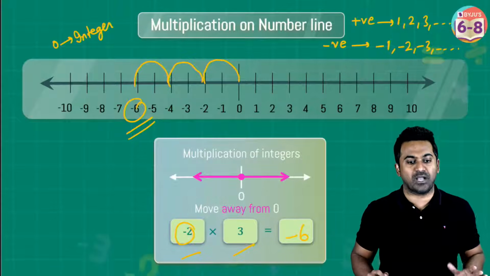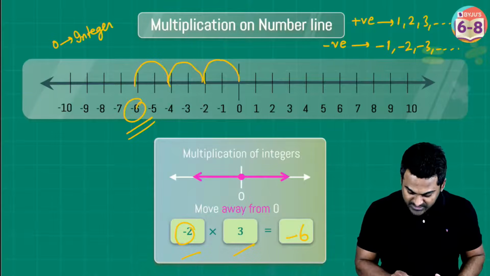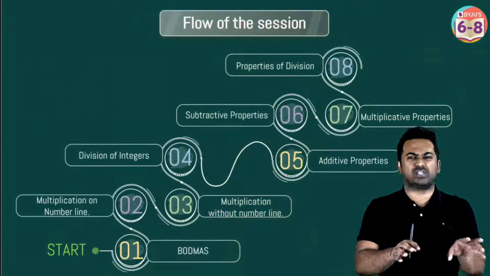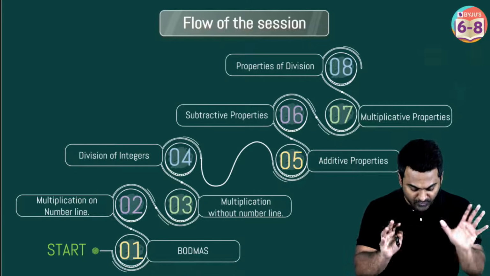Yes, all of you are coming up. Deepthi, again, coming up with the correct answer, -6. Well done. So this was multiplication on a number line, a fairly simple concept that you've covered before.